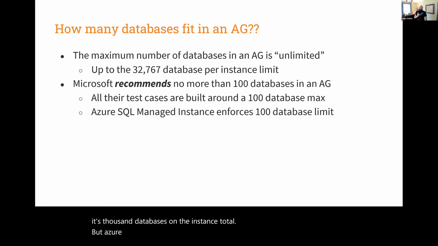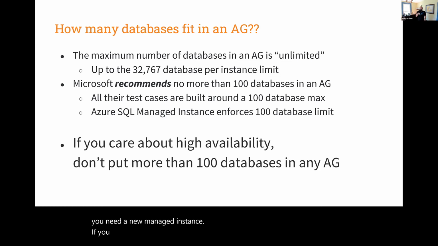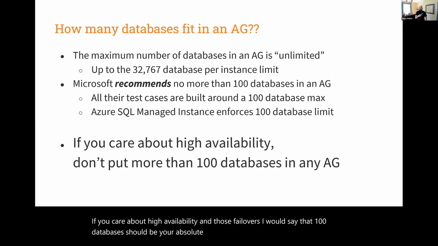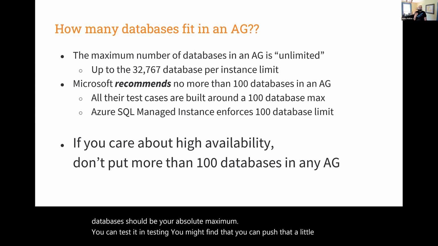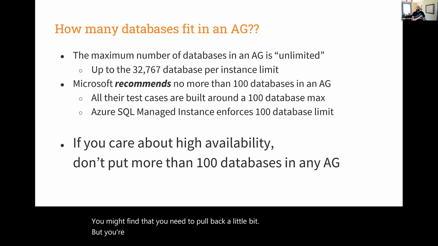But Azure Managed Instance does enforce a 100 database limit. So if you use MI, you can have up to 100 databases per managed instance. And then after that, you need a new managed instance. If you care about high availability and those failovers, I would say that 100 databases should be your absolute maximum. You can test it. In testing, you might find that you can push that a little further. You might find that you need to pull back a little bit. But a generic statement, I would say 100 databases per AG. And if you do thorough testing, you might be able to go a little bit in either direction. But it's going to be closer to 100 than 32,000.